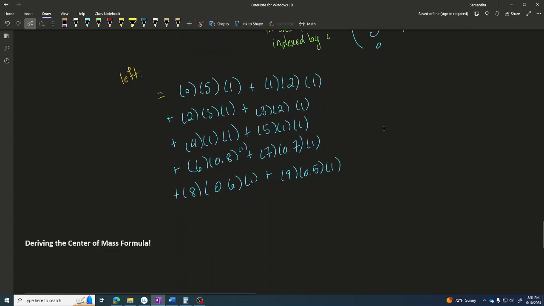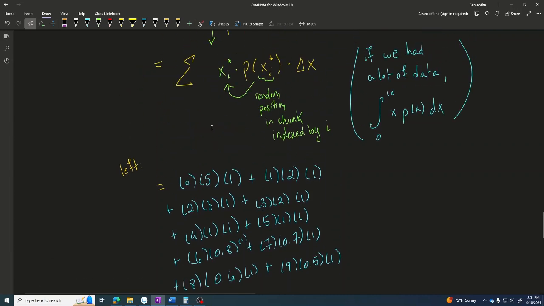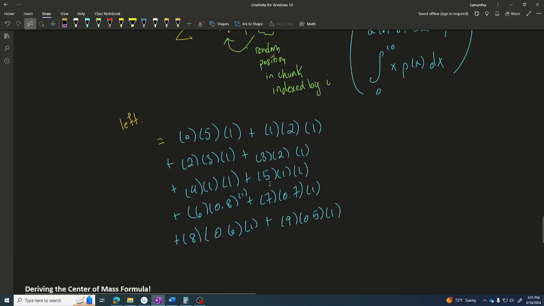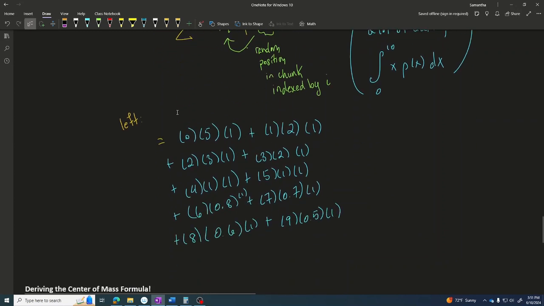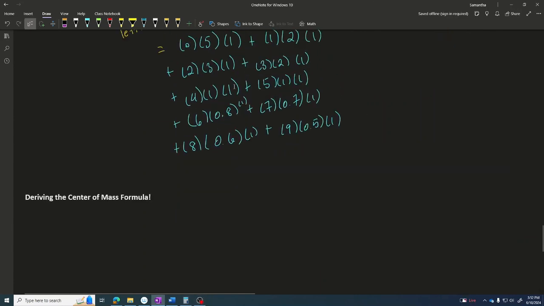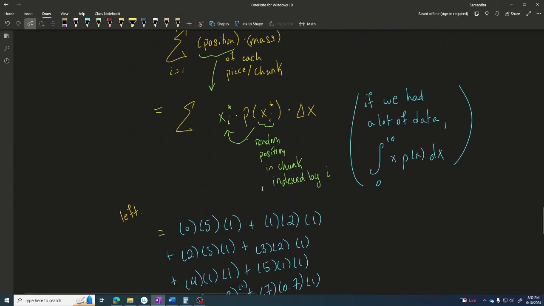Okay, so I finished writing it up. If I decided to use the left x and the left rho value on each chunk, then the left x times the left rho times the delta x for each of our 10 chunks would be given by this expression right here. Let me go to the calculator and figure out what this would be equal to. According to the calculator, this sum is approximately 42 units.